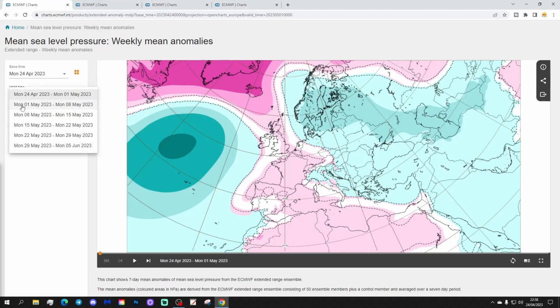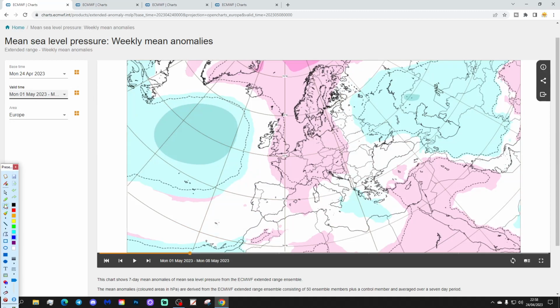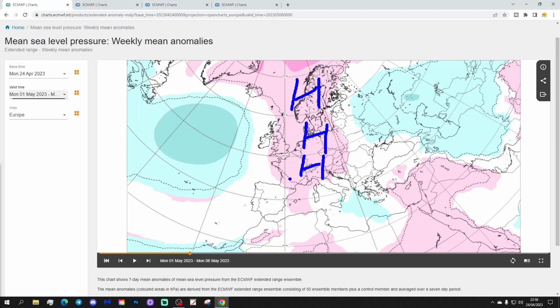Right, week 2 will be the 1st to the 8th of May. So this time we get high pressure across many northern and also western parts of Europe. So high pressure basically is drifting a little bit further eastwards, with low pressure in the Atlantic. It looks like it should start to bring up warmer sort of southerly winds up the western side of Europe.